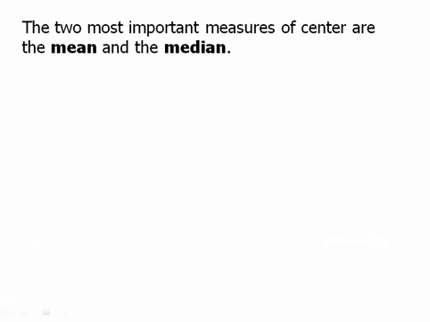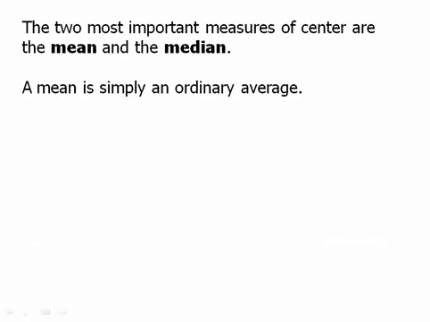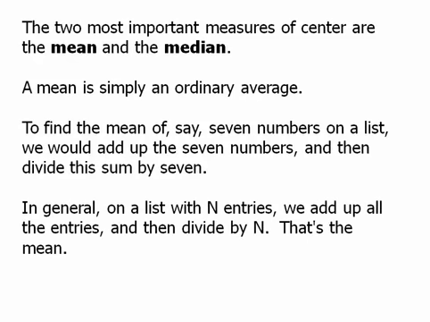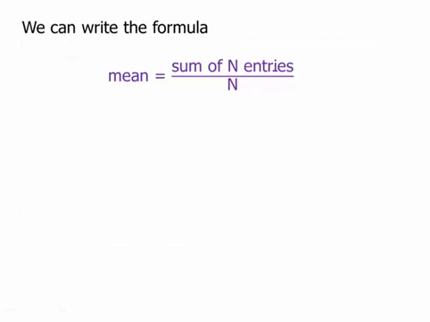The two most important measures of center are the mean and the median. A mean is simply an ordinary average. To find the mean, say, of 7 numbers on a list, you would add up the 7 numbers and then divide this sum by 7. In general, on a list with n entries, we add up all the entries and then divide by n. That's the mean, just an ordinary average. We can write the formula as mean equals the sum of n entries divided by n. That's the formula for the mean.